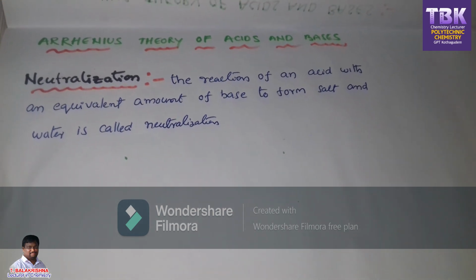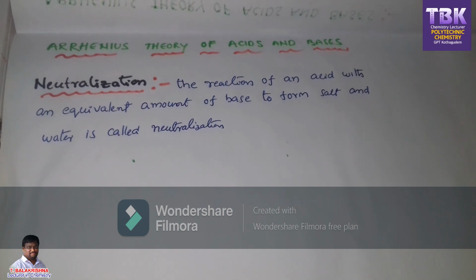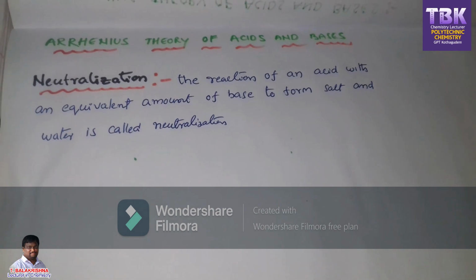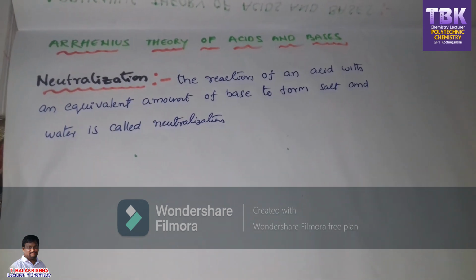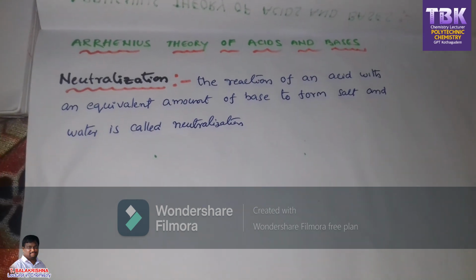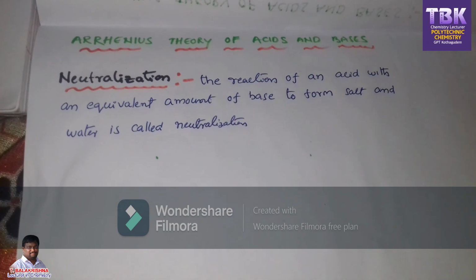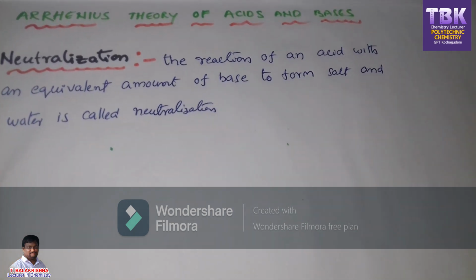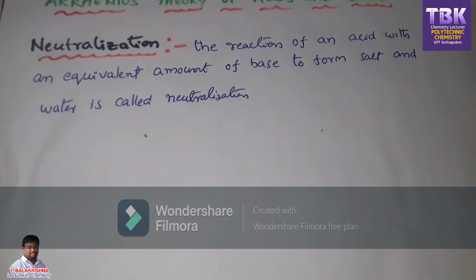Today our topic is neutralization reaction. The reaction of an acid with an equivalent amount of base to form salt and water is called neutralization reaction. According to the Arrhenius theory, a neutralization reaction is defined as the reaction between acid and base. If it produces salt plus water, that is called neutralization reaction.